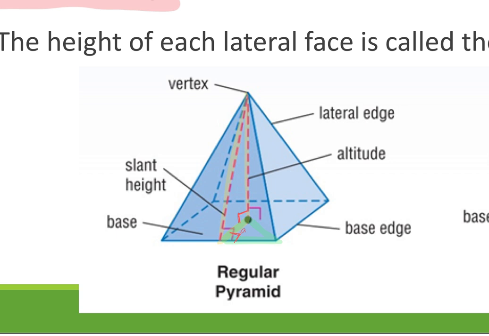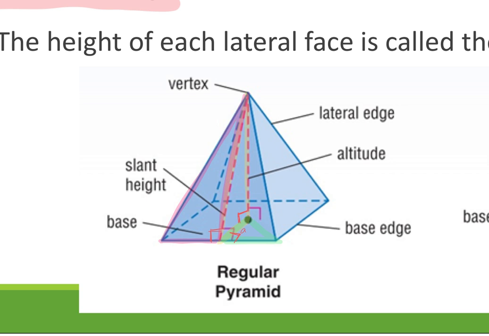Then, because the slant height is the altitude of the isosceles triangle, let's talk about this triangle where you have the slant height, the lateral edge, and half the base, and that makes another right triangle.